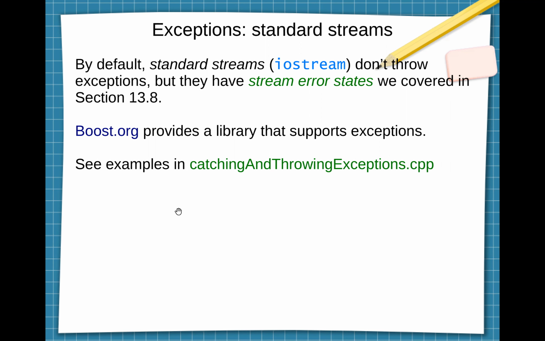So we do have the stream error states. These are the ones that we're using. You remember the failbit, the badbit, and so forth. So that is used in them. But by default, the input and output streams don't throw exceptions. They just raise the bits, right? We covered it in section 13.3, but I do remember that I made it as a recording.